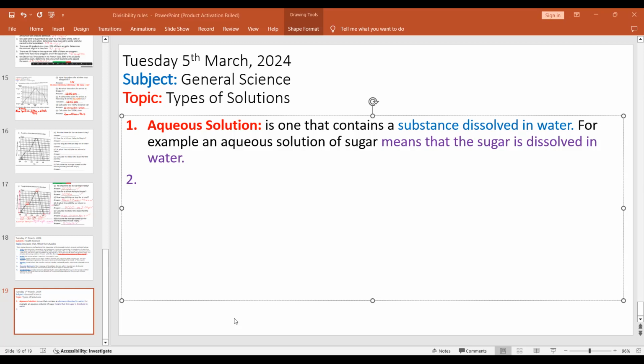All right, so an aqueous solution is one where the substance that does the dissolving is water. Then the next one we have is a dilute solution.